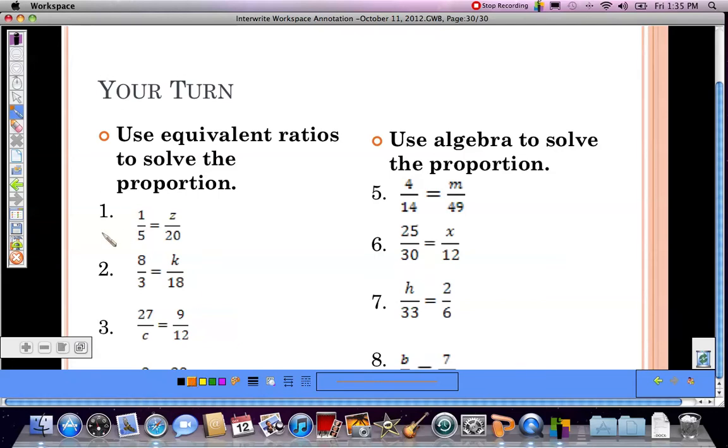So let's start with number 1 over here. Looking at the proportion, I'm going to work out some mental math and ask myself 5 times what will get me to 20, and of course it's 4. And whatever I do to the bottom, I need to do the top. 1 times 4 is 4. So z is equal to 4. Just as I solved number 1 using mental math, please solve 2, 3, and 4 in this same way.